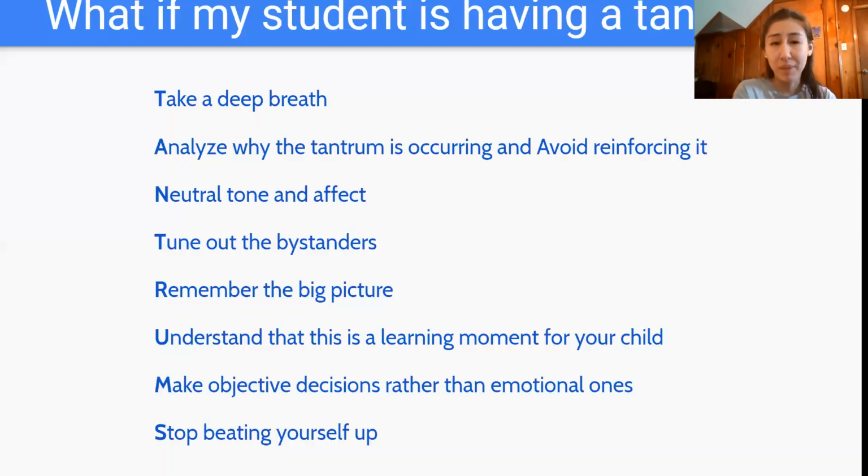And it's important to remember the big picture and understand that this is really a learning moment for your child and also for all of us. You want to make objective decisions rather than emotional ones. I know it's hard. Try not to get swept away in the moment. Rely on those strategies that we talked about earlier in this module. When you have to deal with some negative behaviors, try and redirect, distract, all that good stuff. And most importantly, stop beating yourself up. The most perfect technician, the most perfect child, tantrums are still going to happen. It's a learning moment, and that's all that matters.